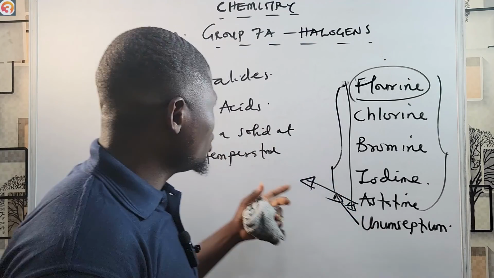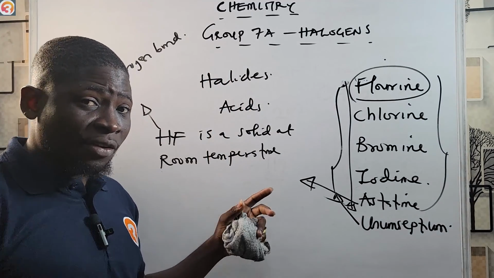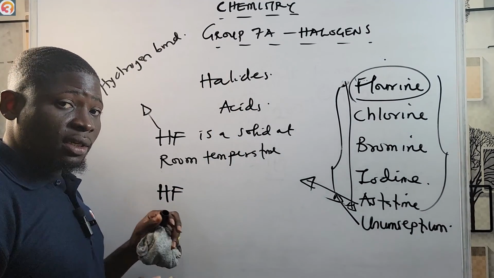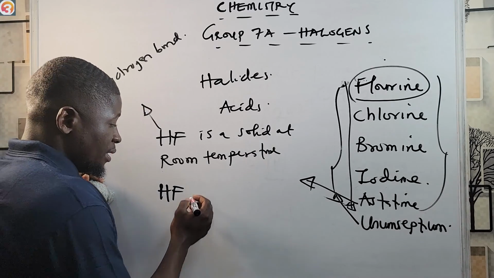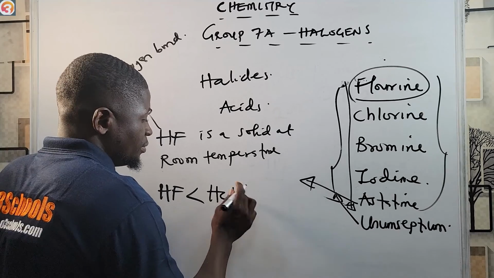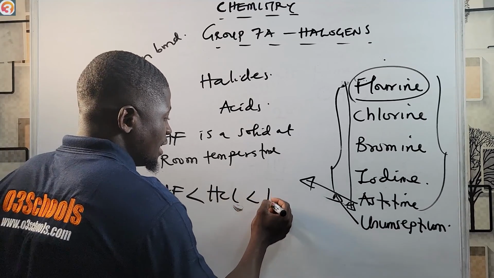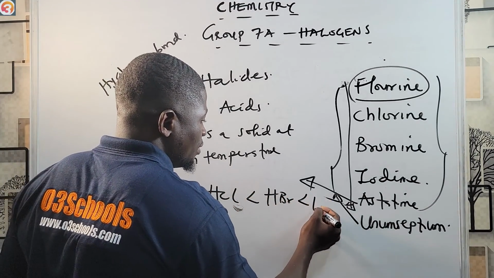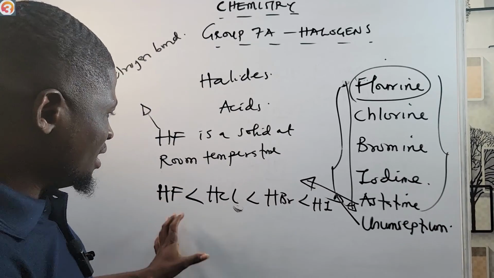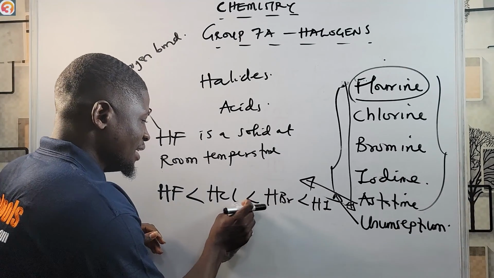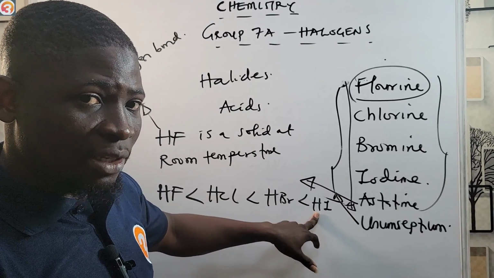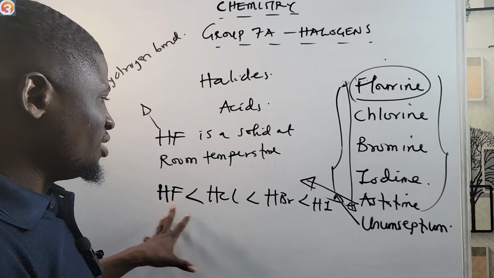Depending on how they form acids, the strength of the acid varies. Hydrogen fluoride is one of the weakest. It is weaker than hydrogen chloride, HCl, which is weaker than hydrogen bromide, which is weaker than hydrogen iodide. Hydrogen iodide is the strongest when it comes to the strength of the acids they form.